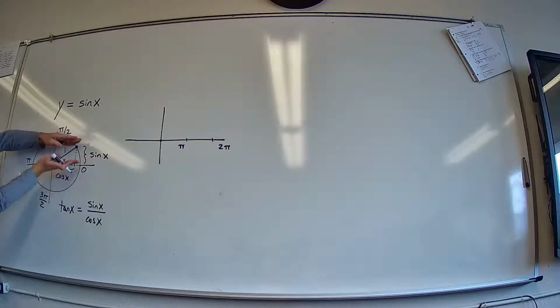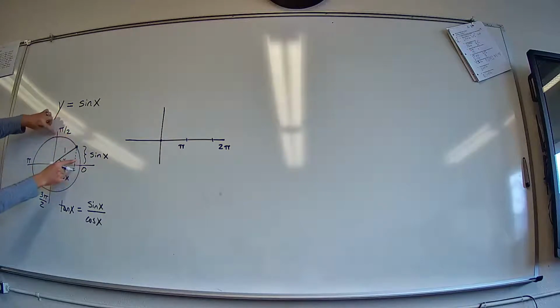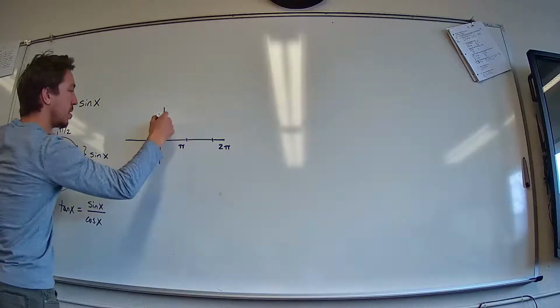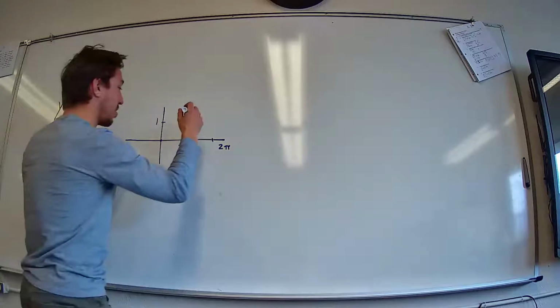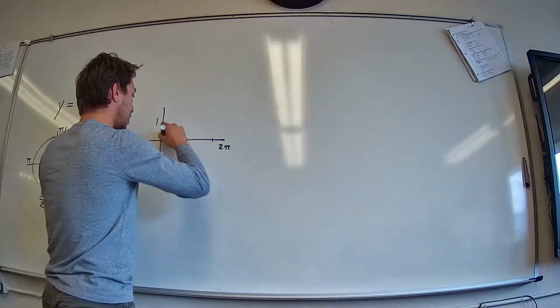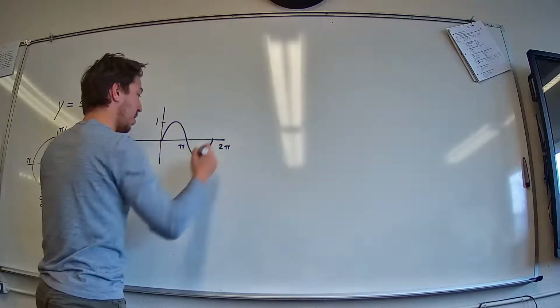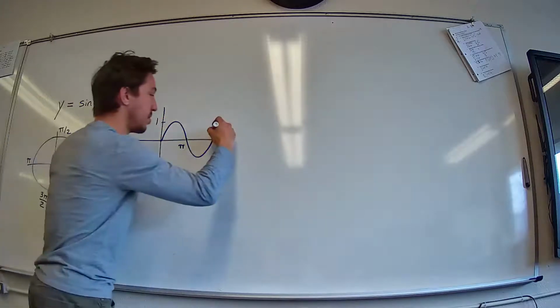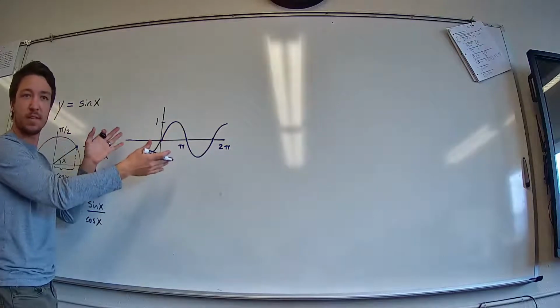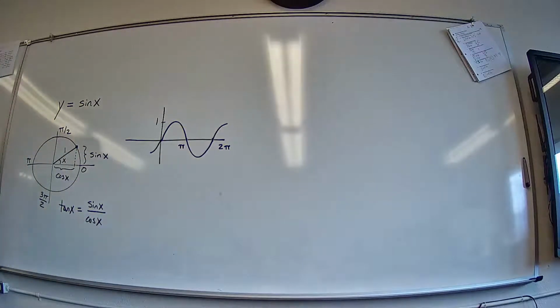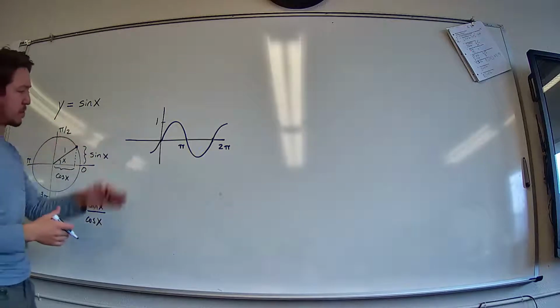So the sine value, this height, is positive. It's a maximum. What's the max? 1. It comes back down, hits 0, and then it's negative. So the graph is going to look like this. But it would then go on forever, continuing on. Makes sense? Okay. Now I'm going to look at the slopes real quick.